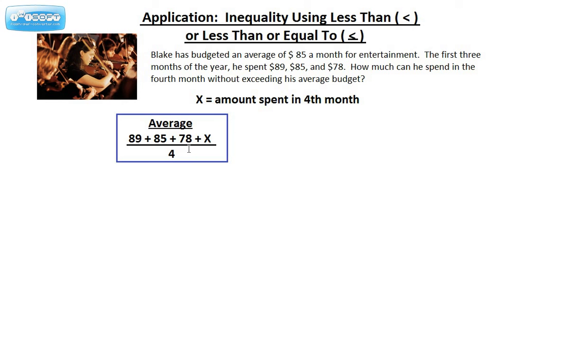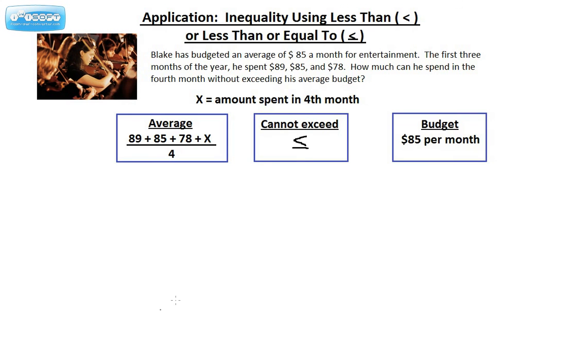And we know that this cannot exceed the budget. If it cannot exceed the budget, that means it would have to either be equal to the budget or less than the budget, which makes this an inequality. The problem states the average cannot exceed the budget, and that means it either has to be equal or less than the budget, and the budget is $85 per month. So this is how we set up our inequality. Now let's solve.